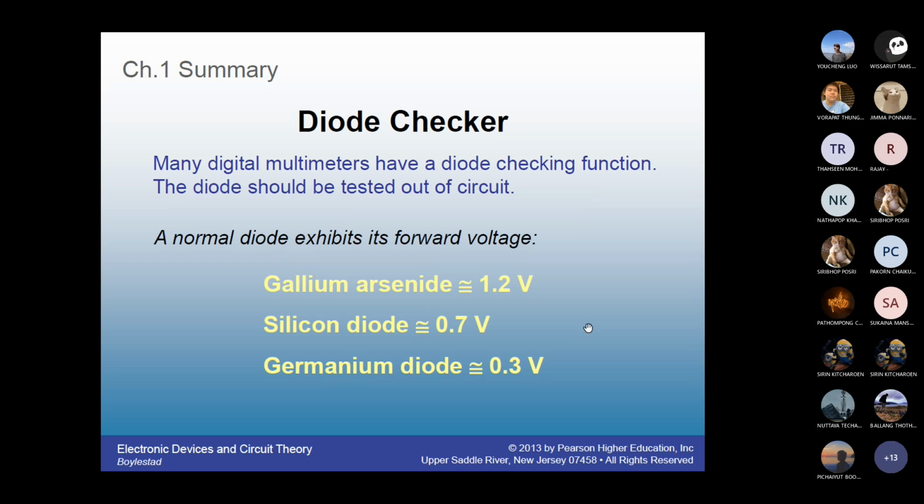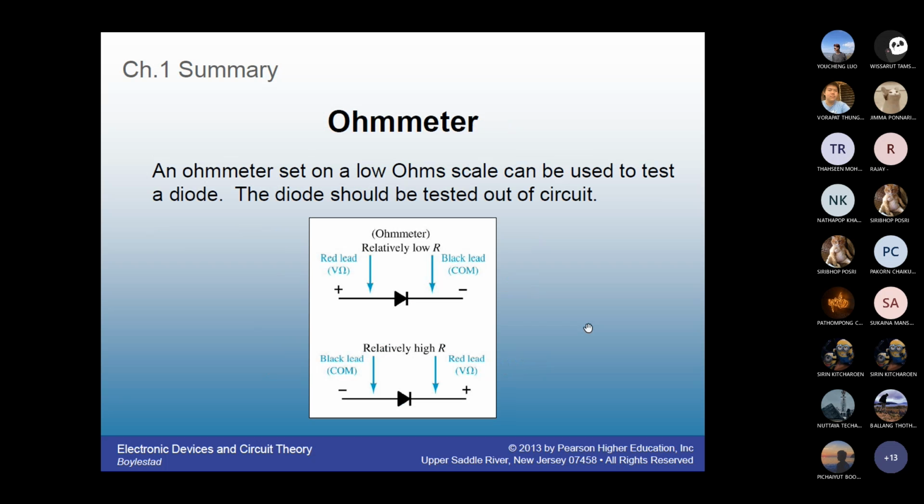If you check a diode with a diode checker, most of the multimeters we have, digital multimeters, have a diode checking function. You have to twist the knob and put it in the diode checking mode. If a gallium arsenide diode is functioning normally, and you put the plus probe on the anode and the minus probe of the multimeter on the cathode, you'll see a voltage of 1.2 volts. Similarly, for a working silicon diode, the multimeter will show 0.7, and for germanium it will be around 0.3 volts.